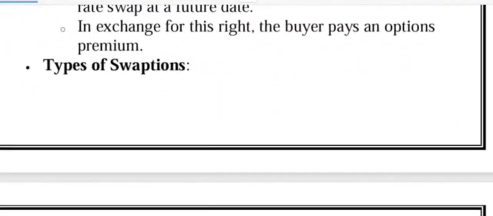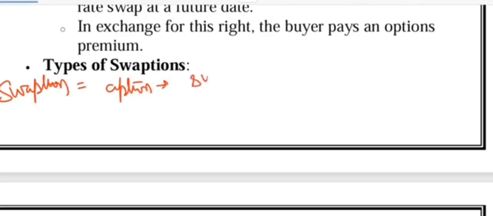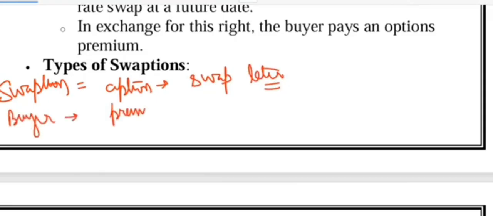So let's summarize the key points about swaption. A swaption is the option to enter into a swap later. The buyer pays a premium for the flexibility. It is a kind of OTC contract. They are not traded on an exchange.